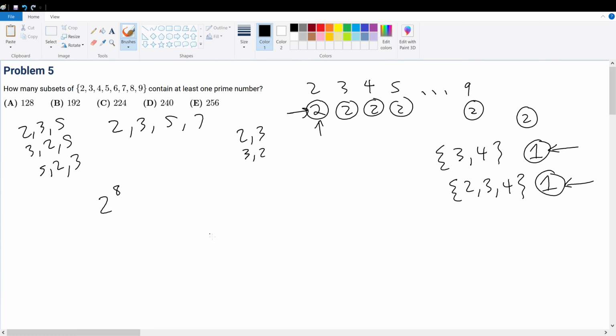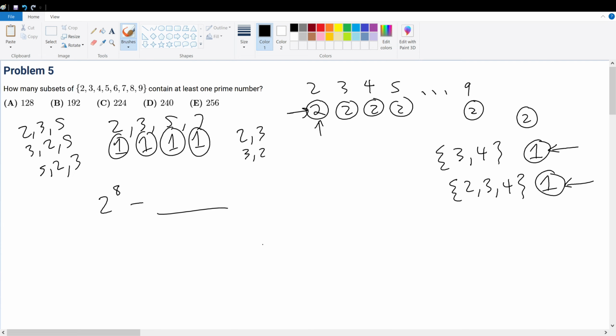So how many cases do not contain at least one prime number? Well, consider what this phrase means. If a subset does not contain a prime number, there's only one possible way for each prime number to exist, which is to say that they don't exist. So there's only one possibility for each prime number within the subsets that we don't want, because they cannot exist.